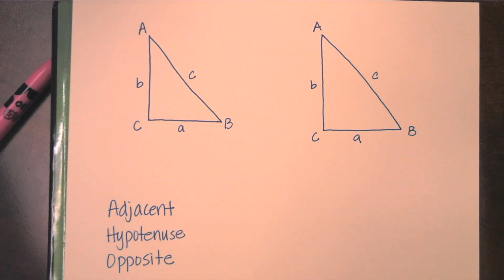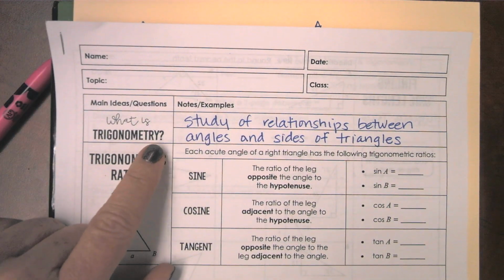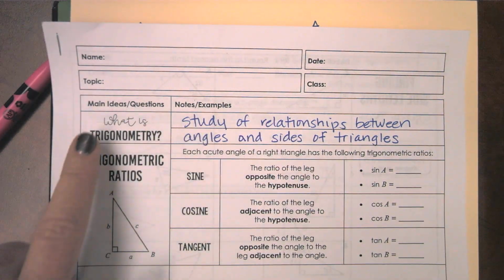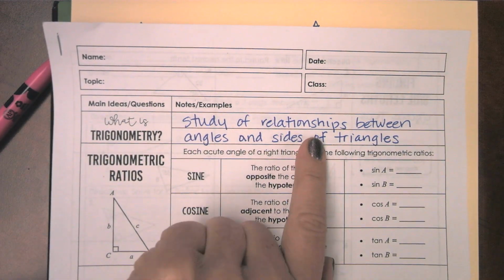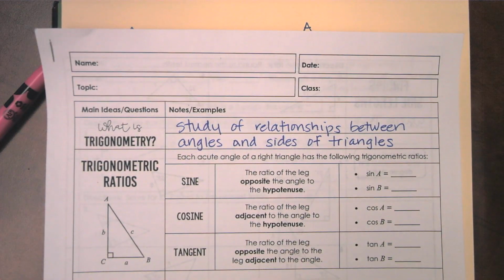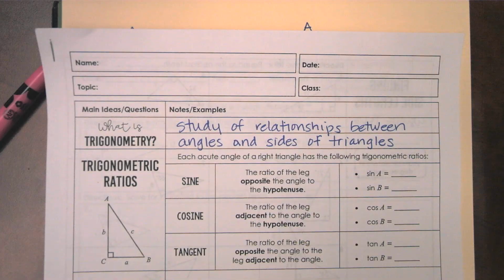Hello, mathematicians. Okay, we are actually starting with trigonometry. I'll come back to this, but in order to understand trigonometry, which is the study of relationships between angles and sides of triangles, we kind of have to have some vocabulary first. So I do want you to have your notebook out.